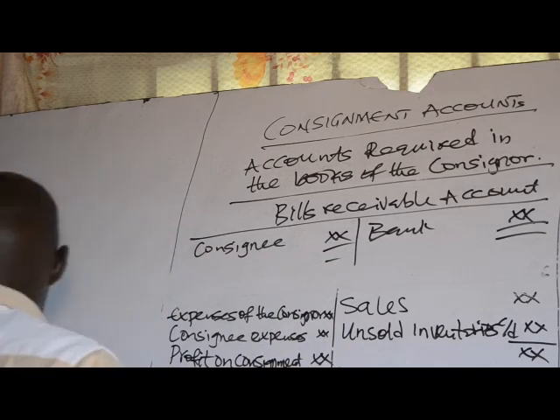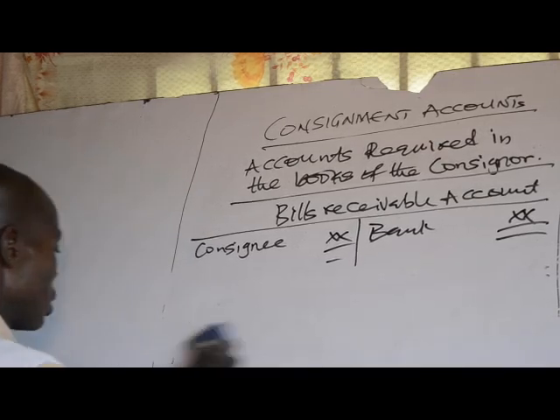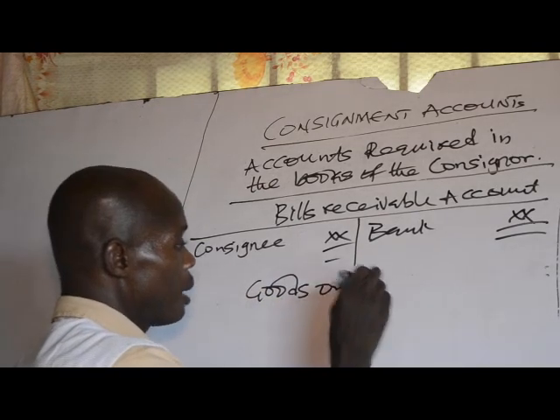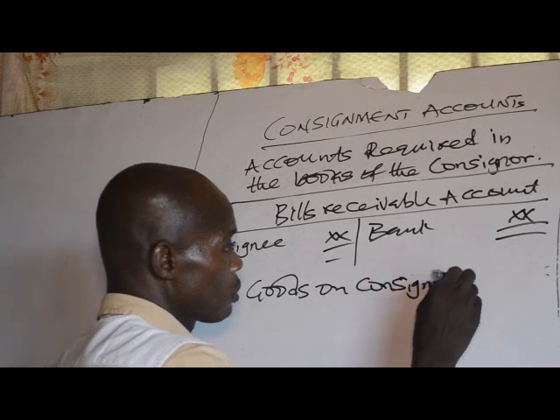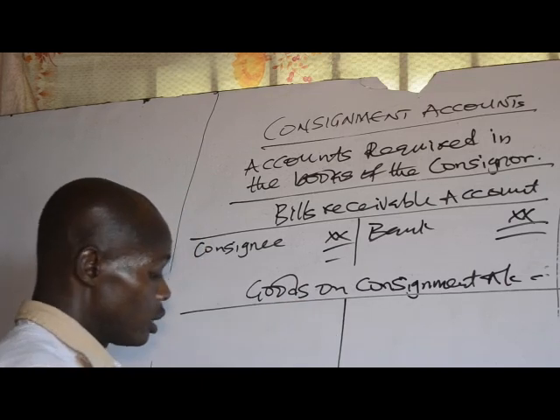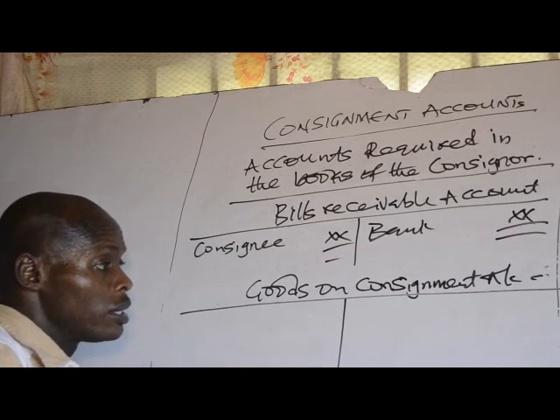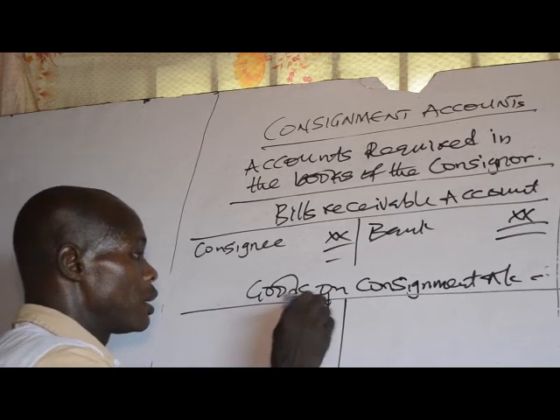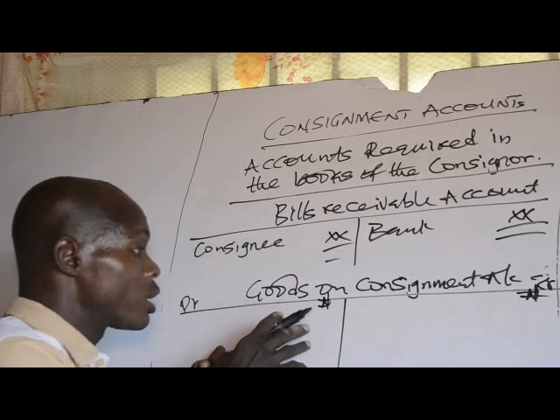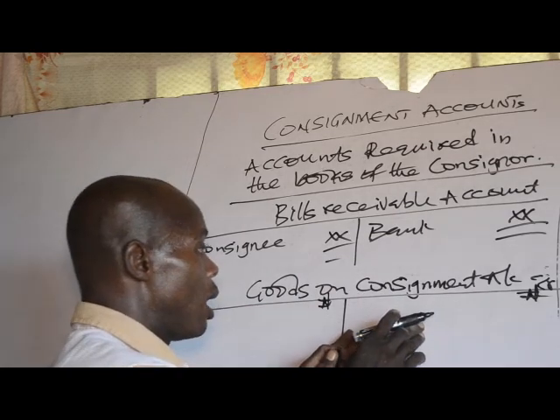Then you may also prepare goods on consignment account, or consignment outwards account. So this goods on consignment is the value of the goods purchased by the consignor, which have been debited to the consignment account. Remember the double entry principles. For every debit entry, there will be a corresponding credit entry. This has been debited to the consignment account, so you are going to credit goods on consignment.